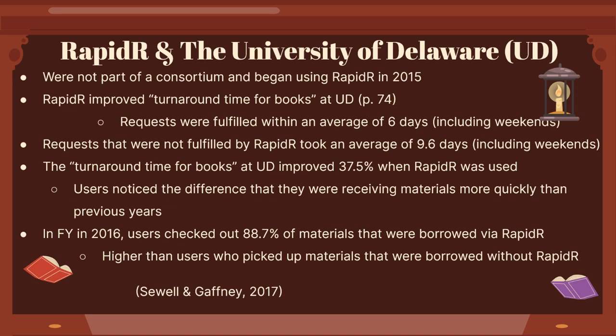So a study was conducted involving the University of Delaware. They were not part of the consortium, and they began using RapidR in 2015. RapidR improved turnaround times for books at the university. Requests were fulfilled within an average of 6 days. Requests that were not fulfilled by RapidR took an average of 9.6 days. So the turnaround time for books at the university improved 37.5% when RapidR was used.